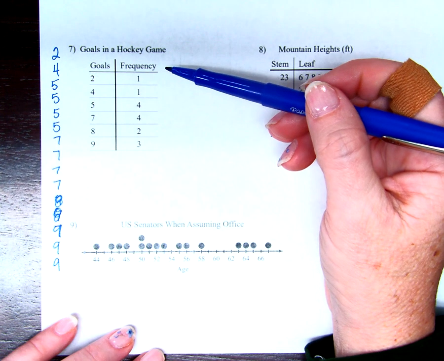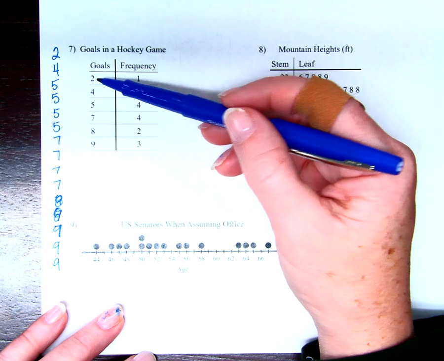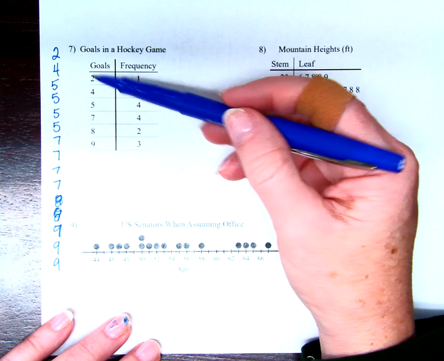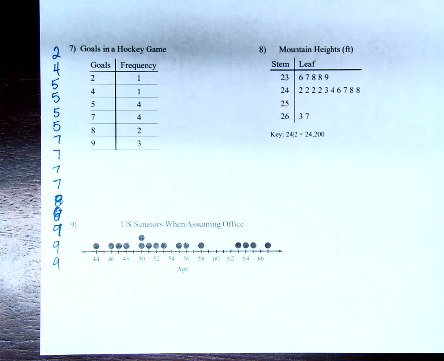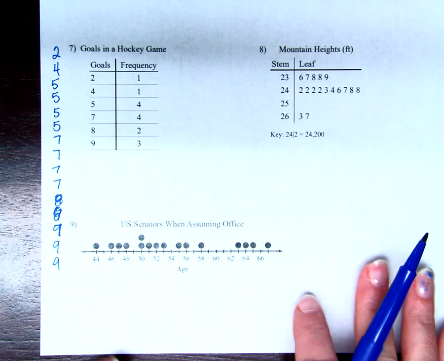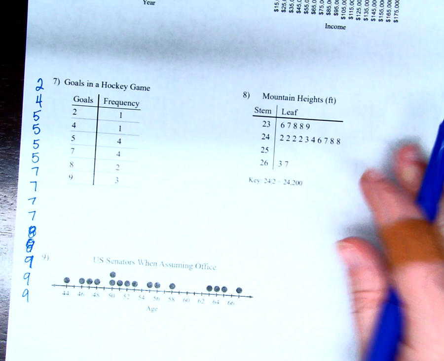Can you see the range pretty easily? From 2 to 9, so the range is 7, right? Does that make sense? Have you ever seen one of these before?